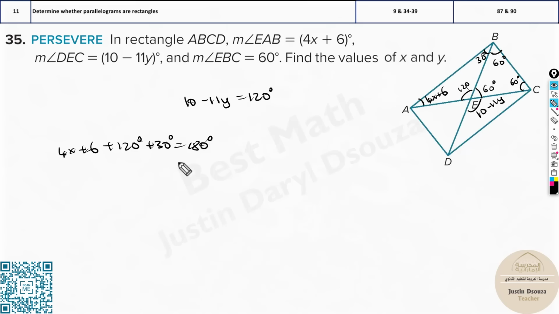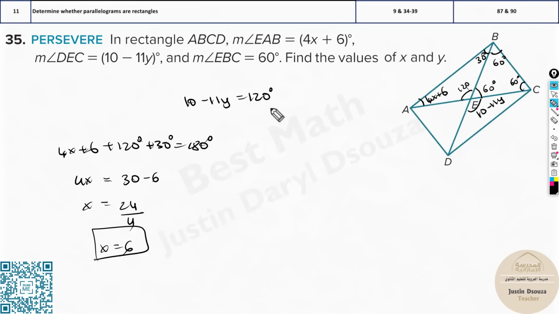You can just put this in the calculator also and find the answer. It's going to be 4x is equal to 150 minus 30 minus 6. So x is equal to 24 divided by 4, x is equal to 6 here.